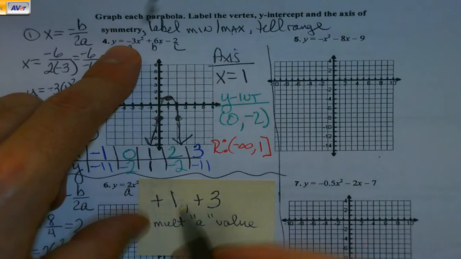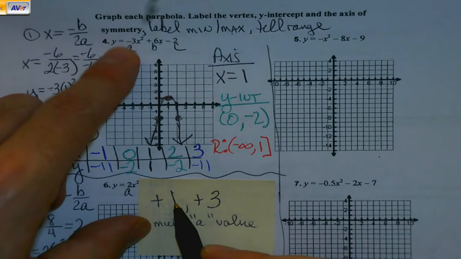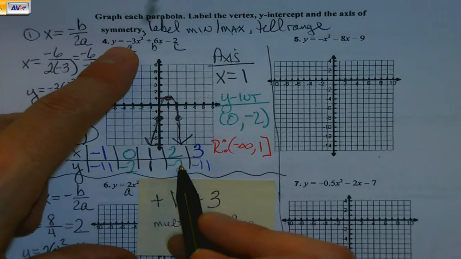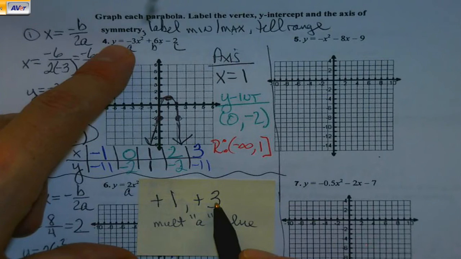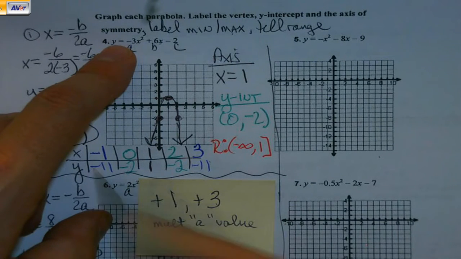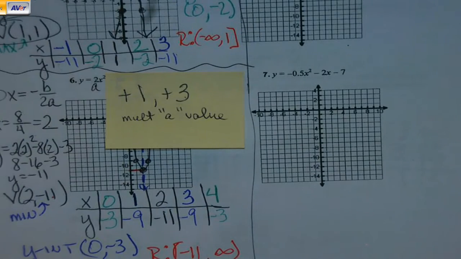So in other words, this first one, instead of +1, 1 times -3 is -3. So I go minus 3 going each way. 3 times -3 is -9, so I go minus 9 going each way. And I could do a pattern. Now for some of you, that's not going to work. For some of you it is. Same thing here.